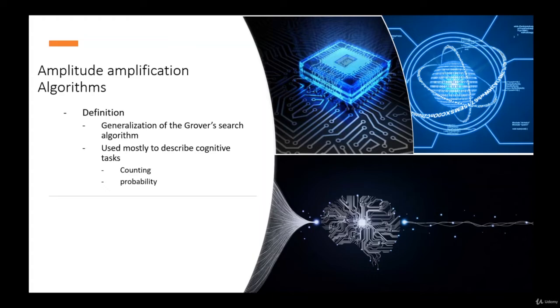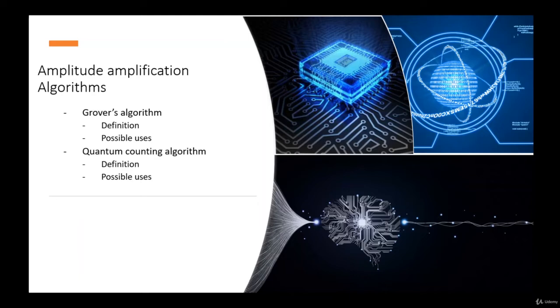Basically it's not used in plenty of fields, but on a quantum level it can be used in plenty of fields. Mostly the algorithms that we are going to talk about can be used in cryptography, for counting, for problem solving, or also for statistical purposes. The two algorithms that we are going to talk about today will be Grover's algorithm as well as the quantum counting algorithm.